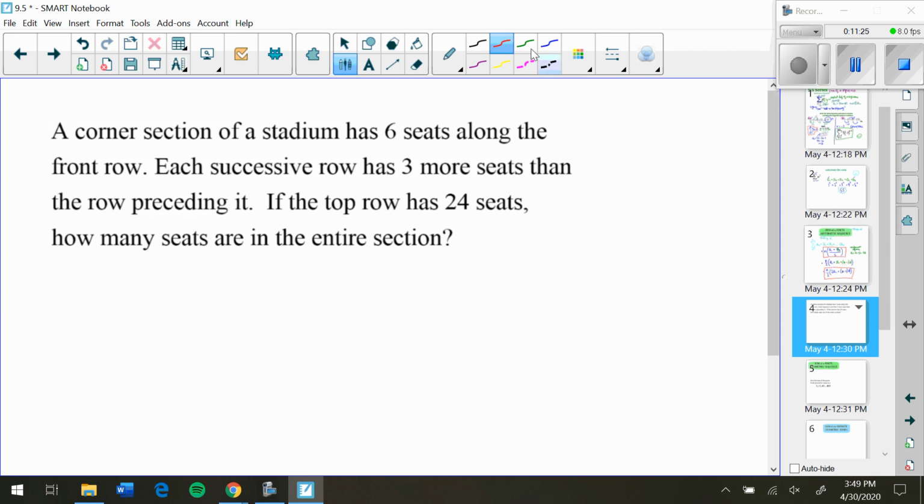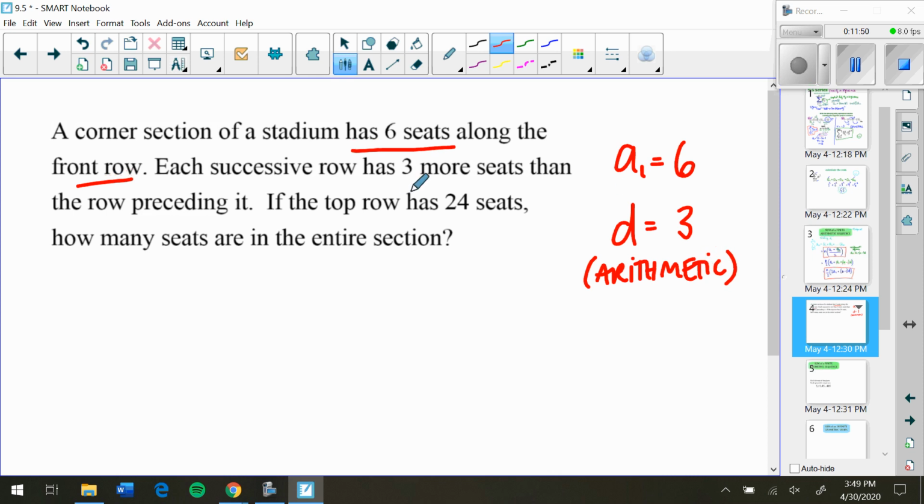All right, so let's figure out what we know. We know that our first term, a sub 1, is 6. The corner section of the stadium has 6 seats along the front row. Each successive row has 3 more seats than the last. That means my common difference is 3, I am adding 3 every time. That also tells me it's arithmetic.